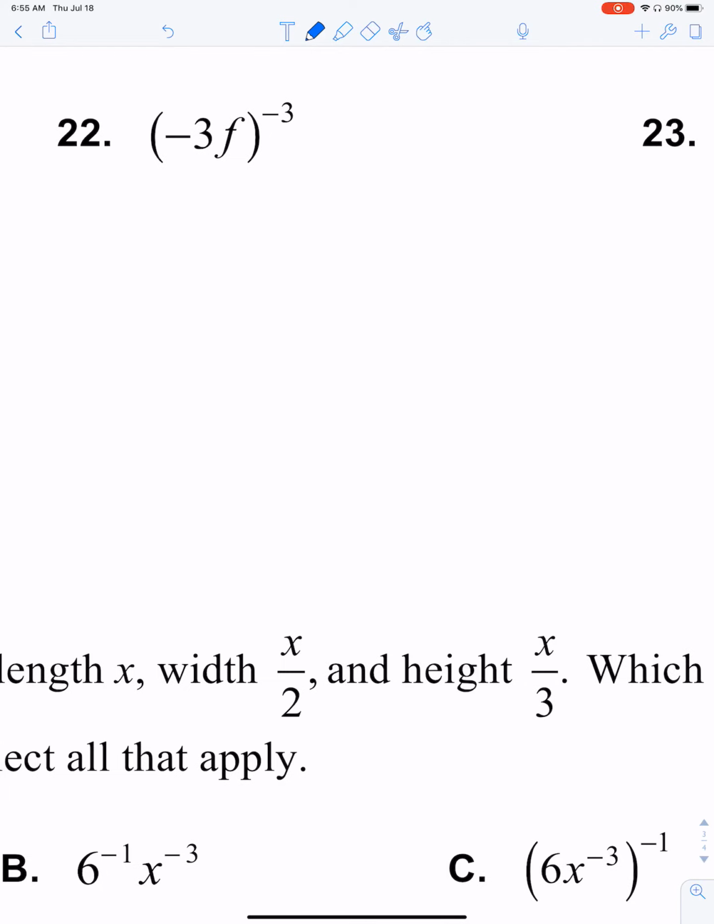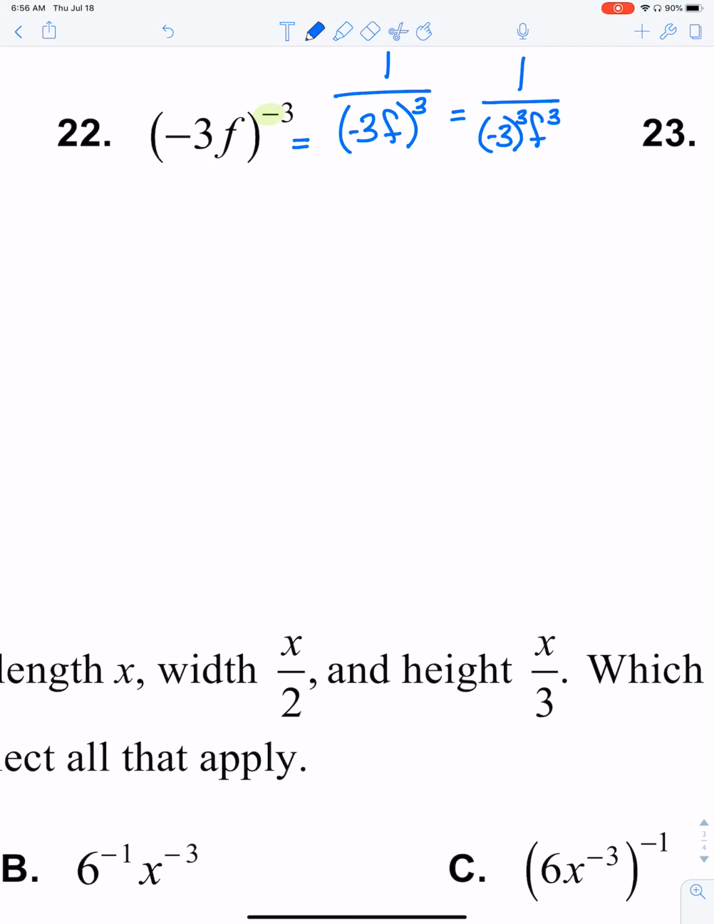22. Okay, the first thing I'm going to do here is get rid of this negative exponent. So I'm going to bring this whole thing into the denominator. So negative 3f to the positive third power now, because it's in the denominator like it should be. Okay, the next thing I'm going to do is distribute that exponent of 3 to negative 3 and f. So it's now going to become 1 over negative 3 cubed f cubed.